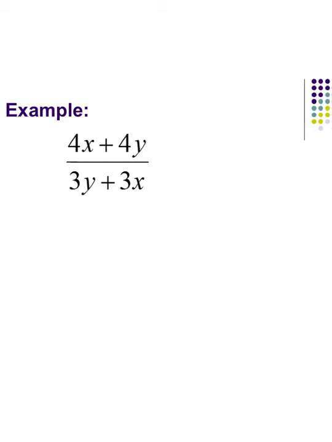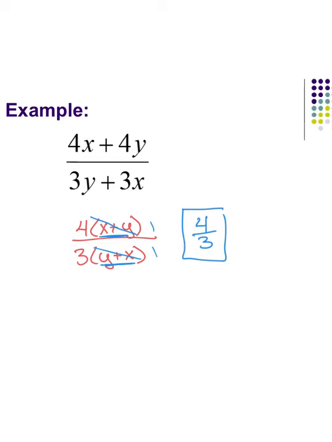If I look at the next example, on the top, I can factor out a 4. It's a greatest common factor. On the bottom, I can factor out a 3. Now, if I notice these terms, they are reversed, but they're reversed with a plus. So when I cross them out, they reduce to 1s. So this reduces to 4/3.